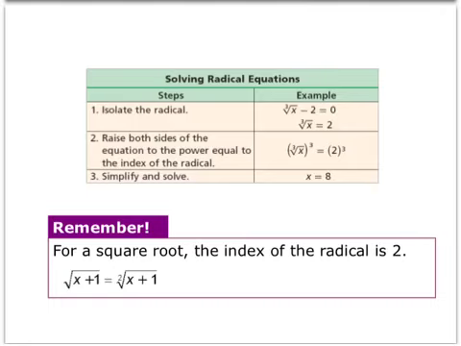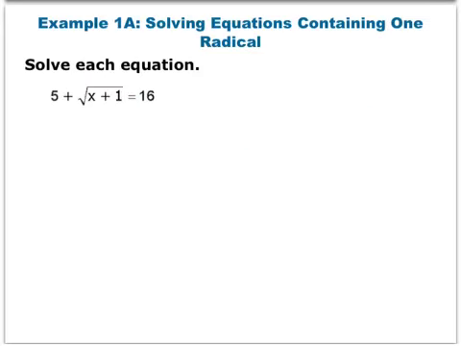Alright, our steps. We need to isolate the radical. Get whatever is in the roots, either the square root, cubed root, fourth root, whatever, on one side of the equal sign and everything else on the other. Then you want to raise both sides of the equation to the power equal to the index. There's the index, raise it to the same number on both sides and solve. Remember, for a square root, the index of the radical is 2, but we never write that 2 in there.